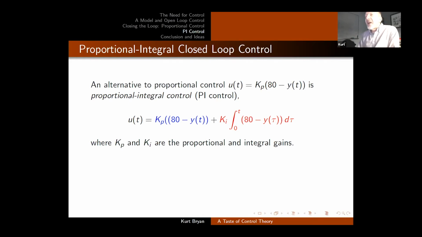So the effect that has is, imagine the temperature Y of t drops below 80 degrees. The proportional term kicks on and says, turn the heater on. Well, we know it won't turn it on at a level that sustains 80 degrees.